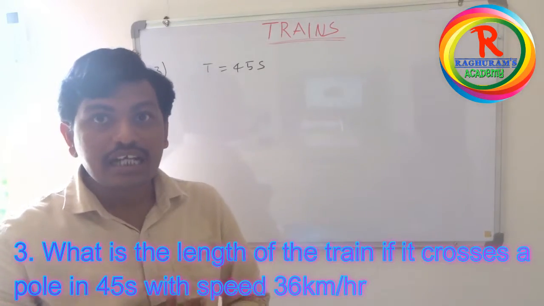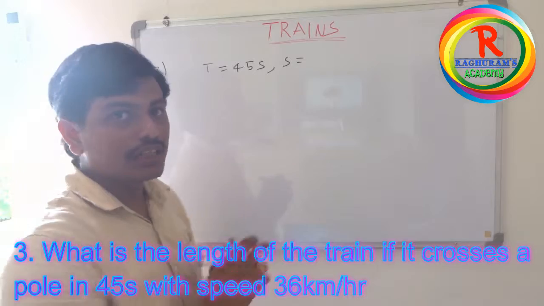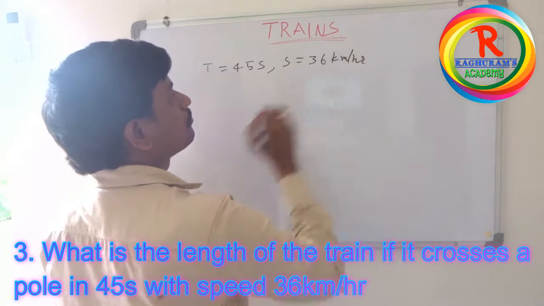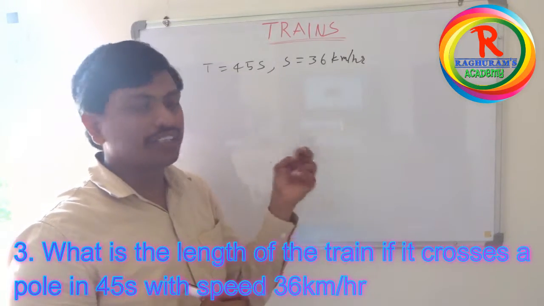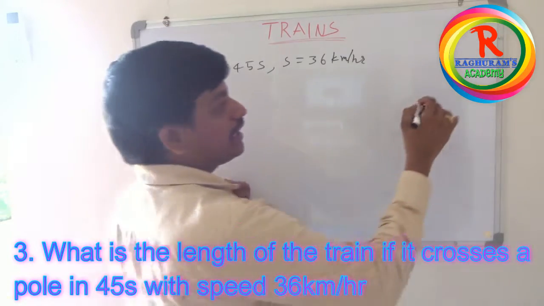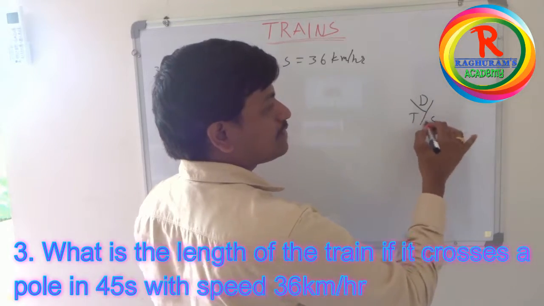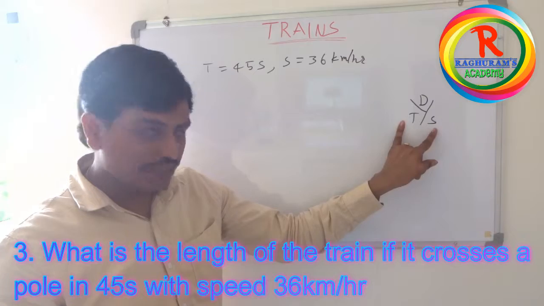And what is the speed? Speed is 36 kilometers per hour. Time is 45 seconds and speed is 36 kilometers per hour. We need to find the length. Length of the train is nothing but a distance. Here in this case, distance, time and speed. What are they given? Time and speed are given. We need to find distance.